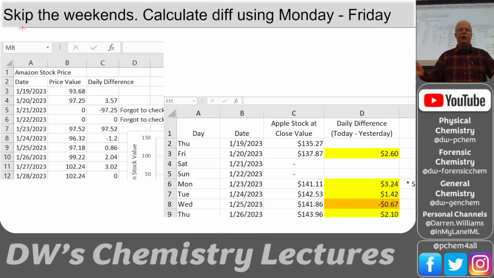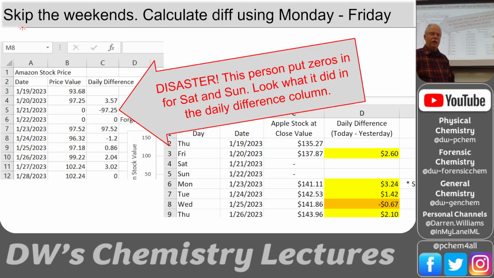And then skip the weekends, do Monday minus Friday, and don't even put it in your table. You can just delete those two rows and not even include them. And certainly don't do this. This person put zeros in for the weekends, and if you put a number in there, it's like you've made a measurement, and they didn't measure zero. They just put a zero in.